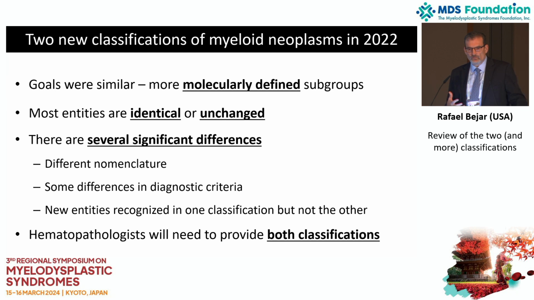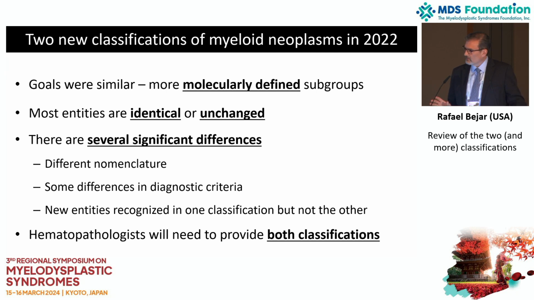I think the goal of both of them was, as I described earlier, to have a more molecularly defined approach wherever we had the data to support it. And it's surprising to me how many decisions were made in the same direction by both groups. It's also important to understand that many of the characteristics of the WHO 2016 were maintained, so that for many patients, the classification would remain the same, and it would be even the same in both of the new systems.